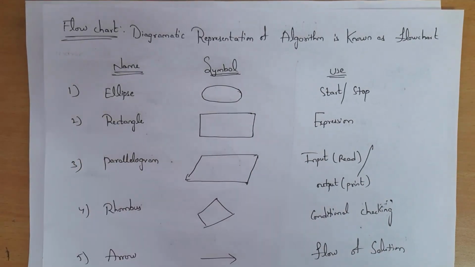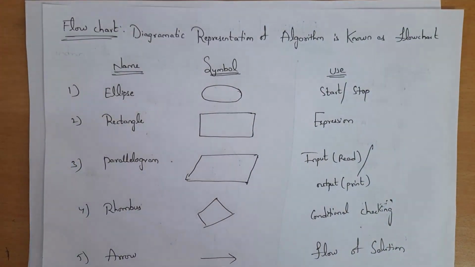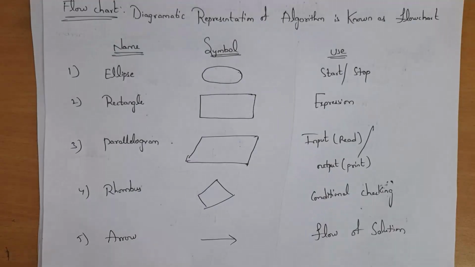First one is ellipse. This ellipse is used to start and stop the algorithm. Next one is rectangle. If you want to write any expression like a plus b, a minus b, and so on, we use rectangle. We can write expressions inside rectangle. Next one is parallelogram. In order to read input values like read a, b and read a, b, c, we use parallelogram. Similarly, in order to print output, we use parallelogram. Next, fourth one is rhombus. We can write conditions inside rhombus like a greater than 10, a less than 20. If you want to write any condition, then we need to use rhombus. And last one is arrow marks for flow of solution.